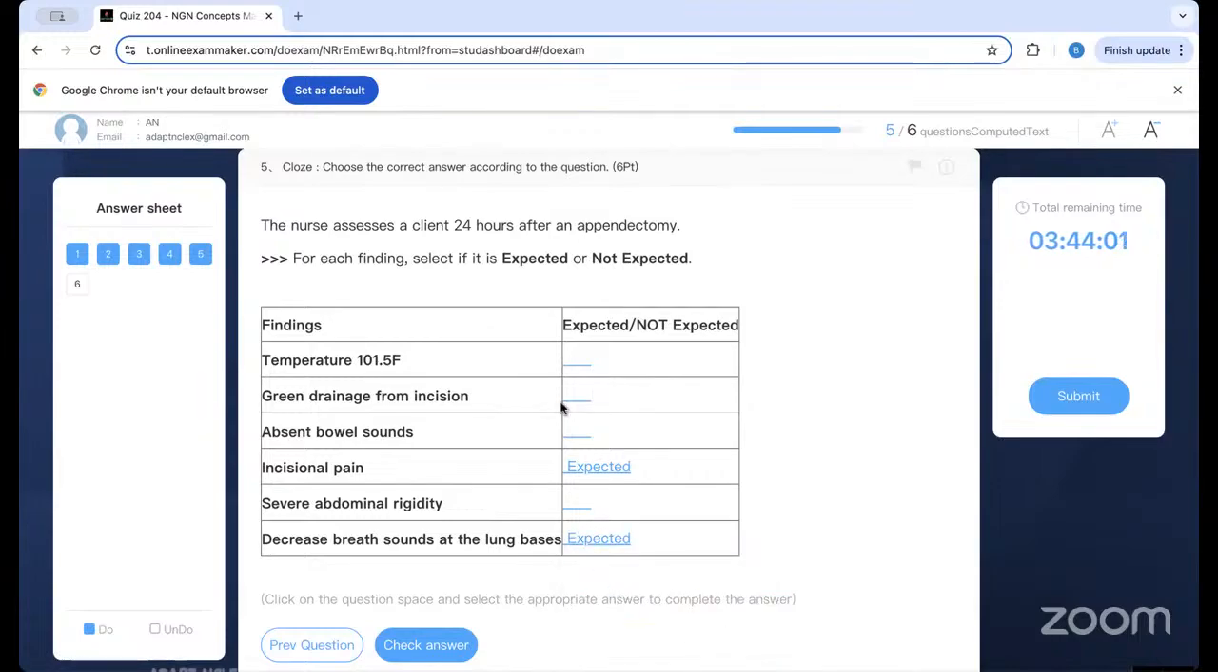They may have low grade fever from the beginning, right? After surgery, they're not going to have bowel sounds. So this is expected. If I see abdominal rigidity, that means complication. That's peritonitis. Bad problem. If I see some green stuff coming out from the incision, that's infection, right? Bad problem.